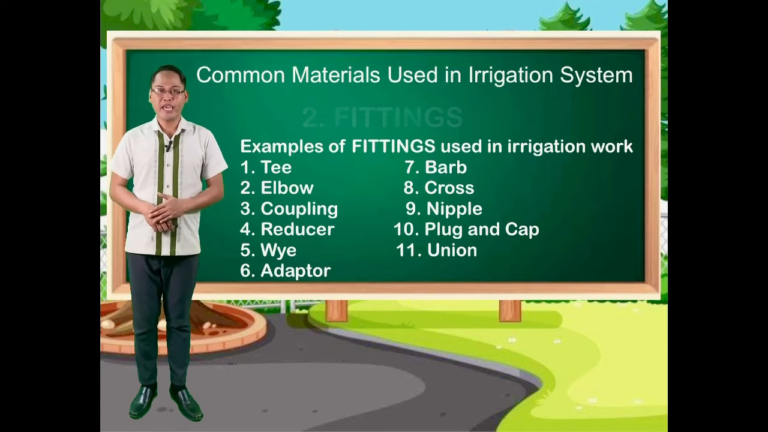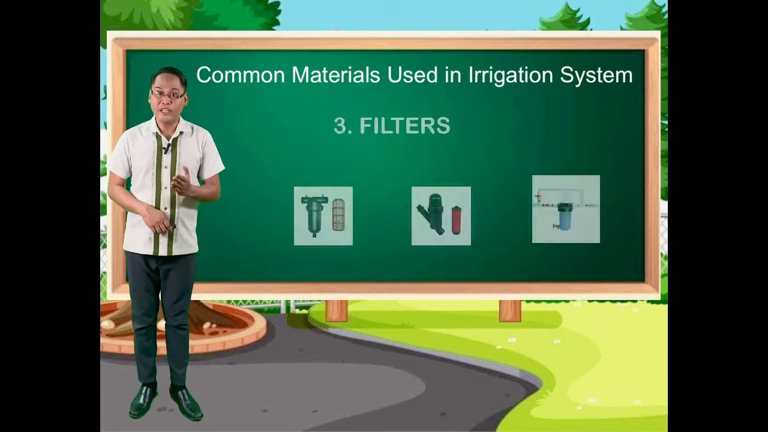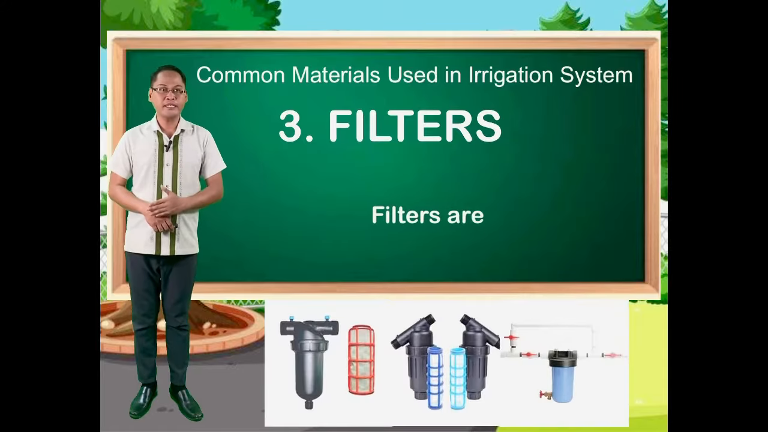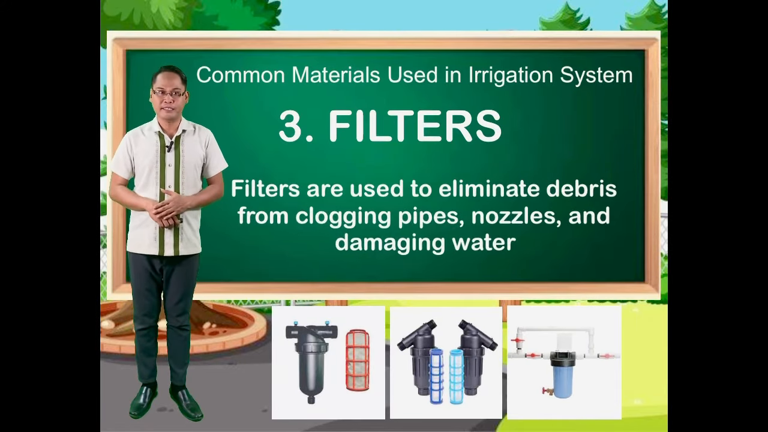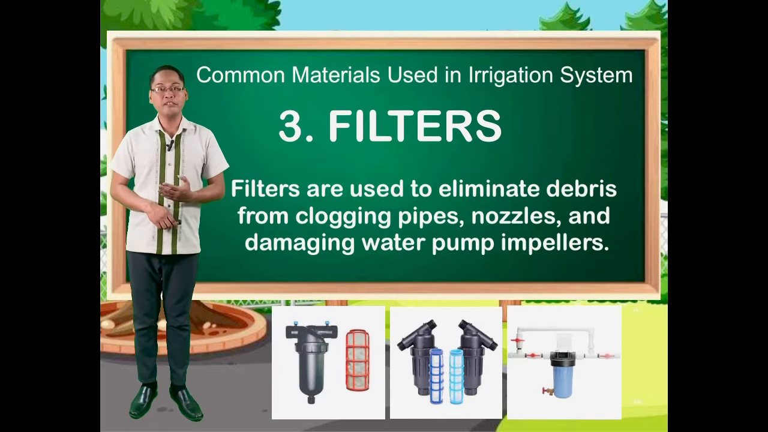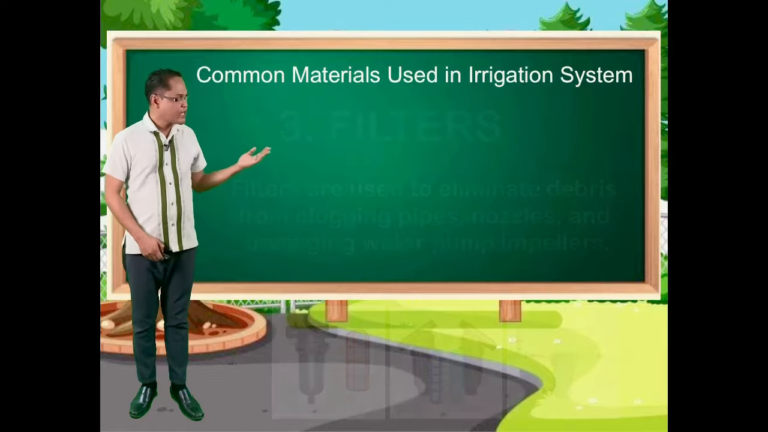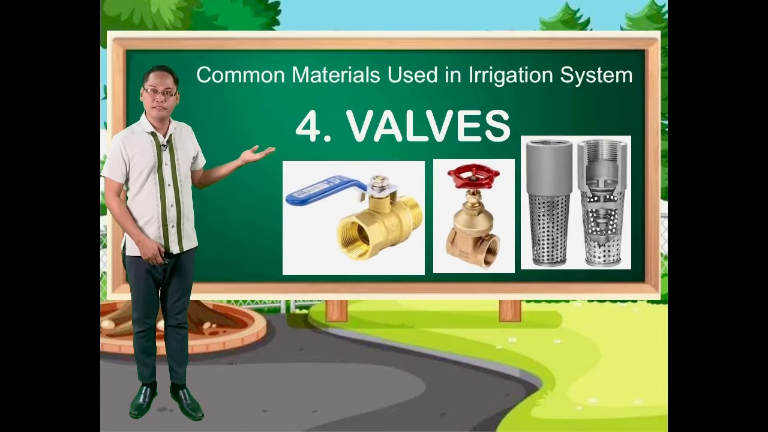The third irrigation material is filters. Filters are used to eliminate debris from clogging pipes, nozzles, and damaging water pump impellers. The fourth irrigation material is valves.